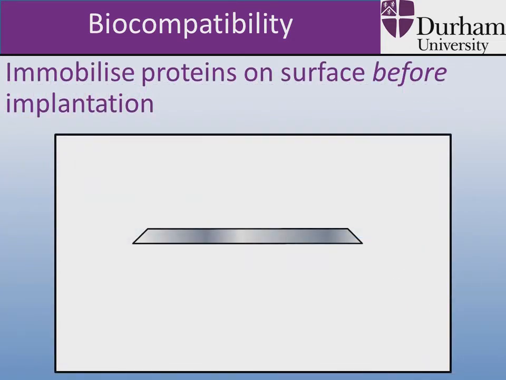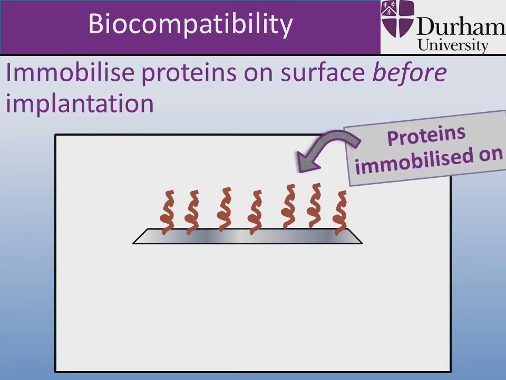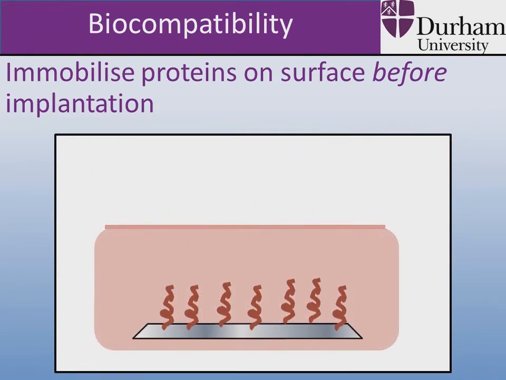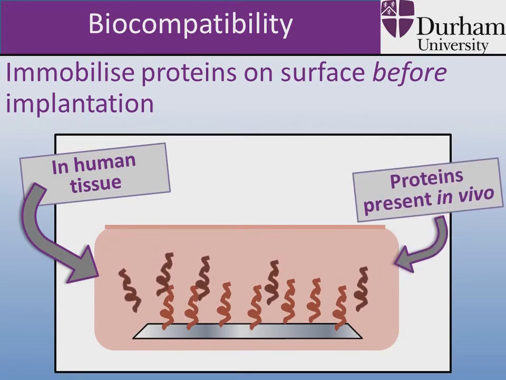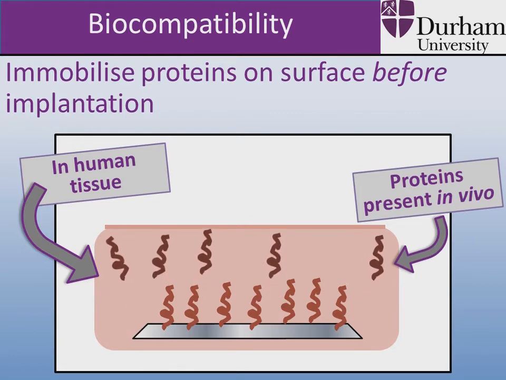Another way to improve biocompatibility is to attach proteins or biological molecules onto the surface before implantation, so that when the implant is in the body, there are already proteins in the desired conformation to interact successfully with cells and block further unwanted protein adsorption.